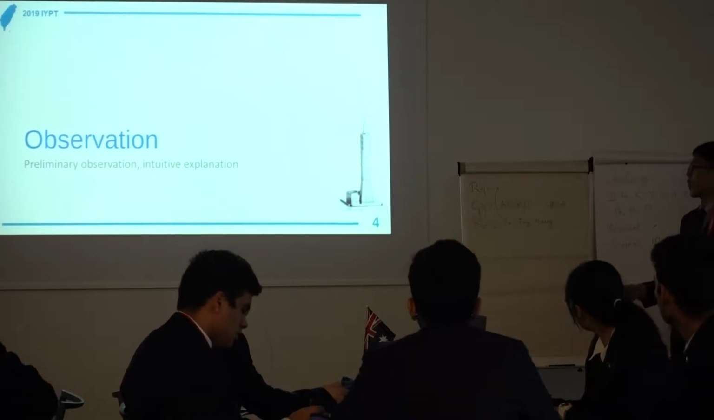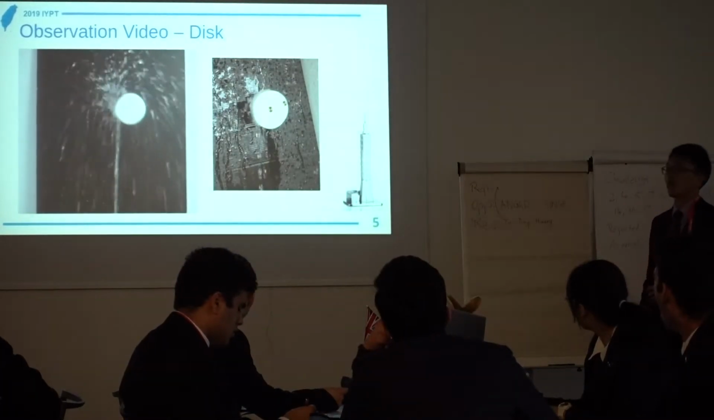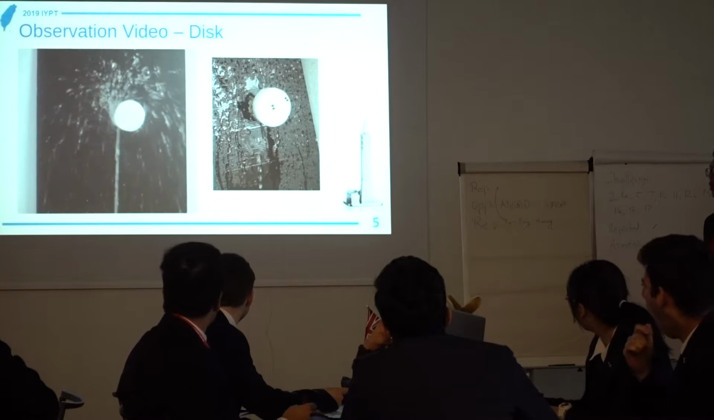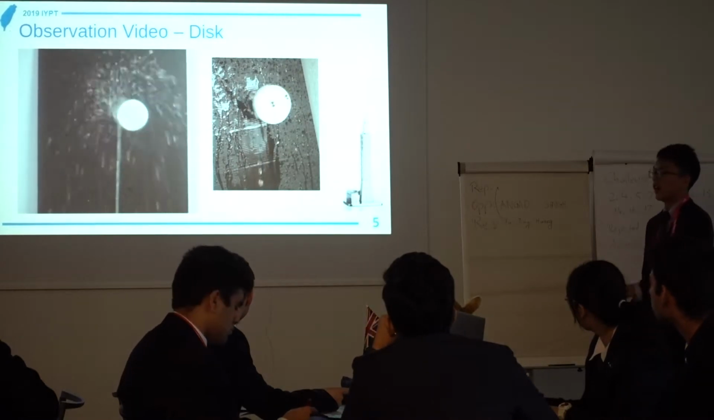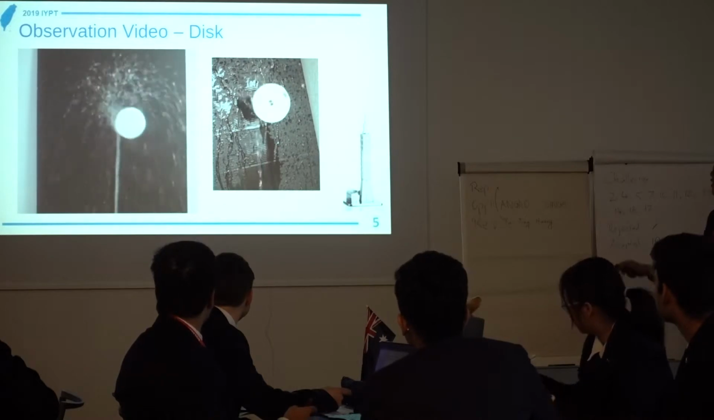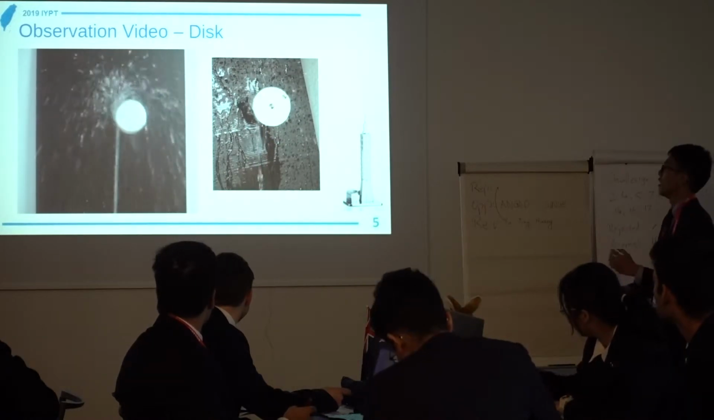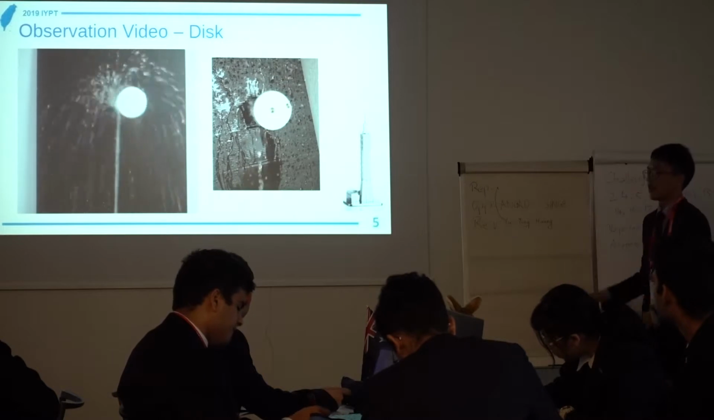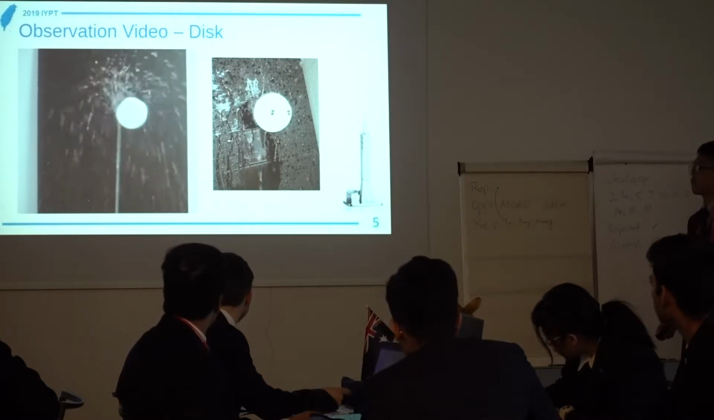So first, this is the observation. This is an observation video of this phenomenon. You can see we place a light object on the water jet, it will start to rotate and will be suspended. You can see in this slow motion video that the water jet will actually go around this and it will be splashed out at the same time.